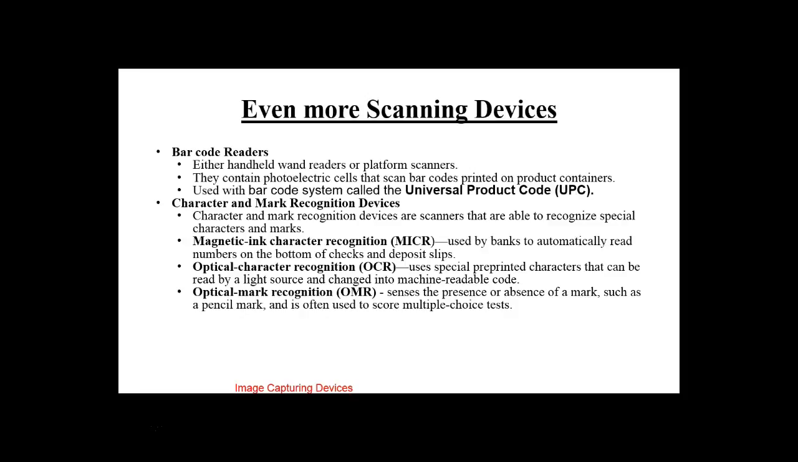There's character and mark recognition. Magnetic ink character recognition is used to read the bank information off of your checks and deposit slips. Optical character recognition is used whenever you have pre-printed characters on a document. You can feed it through an OCR process, through the scanning process, that converts the light and dark areas from a scan to machine readable code that might represent A through Z or other characters.